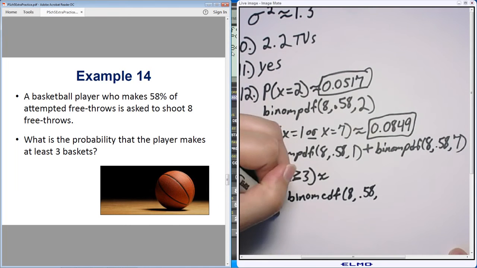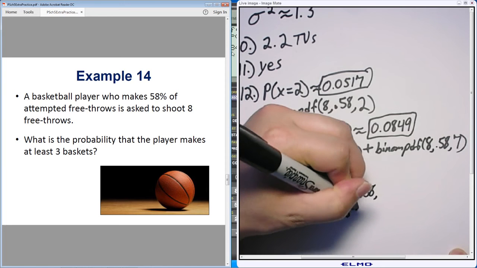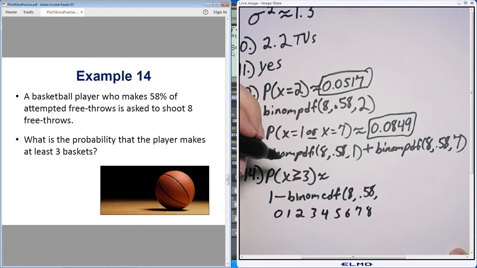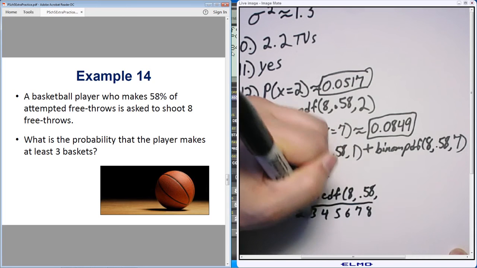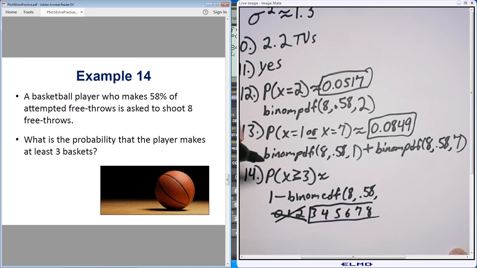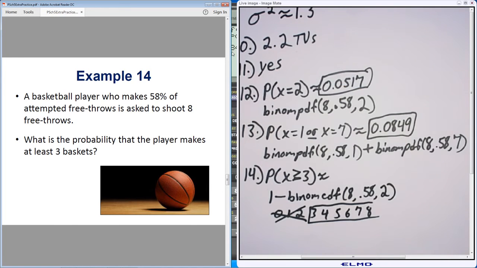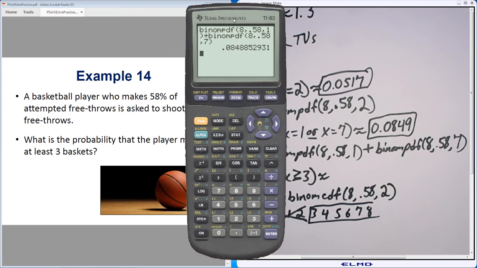We got 8 shots. 0, 1, 2, 3, 4, 5, 6, 7, 8. I want 3 and up. So I'm going to get rid of 2 and down. Okay, so 2 needs to be my biggest number when I subtract it out, because the 1 minus means I'm getting rid of those. To type that in, do the 1 minus first, then second bars, binom CDF.